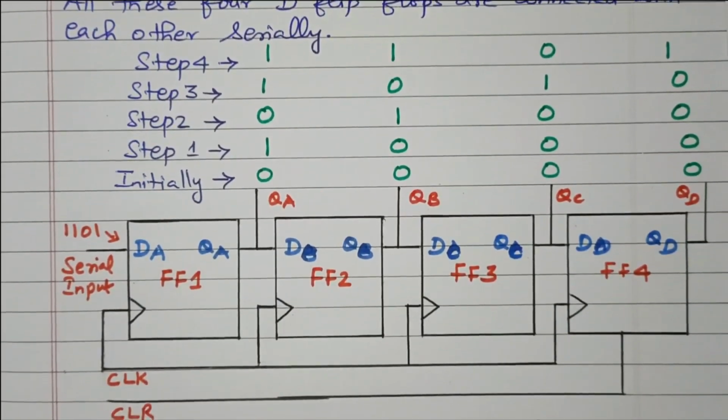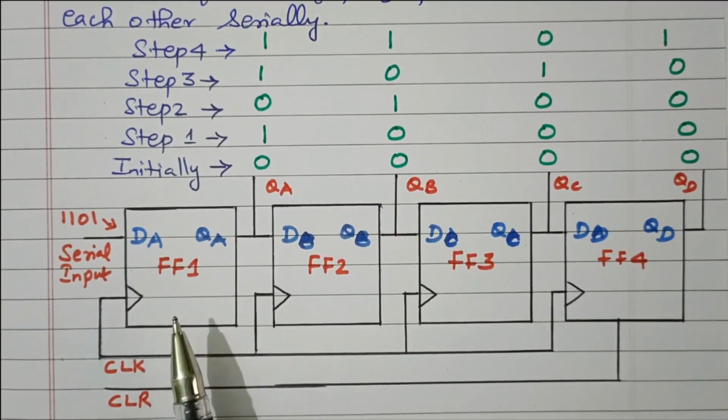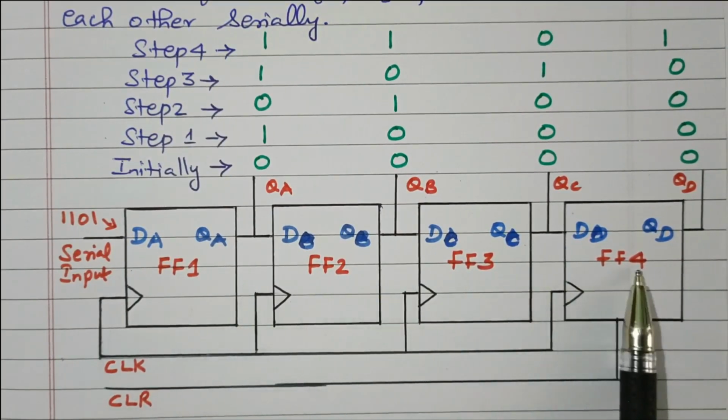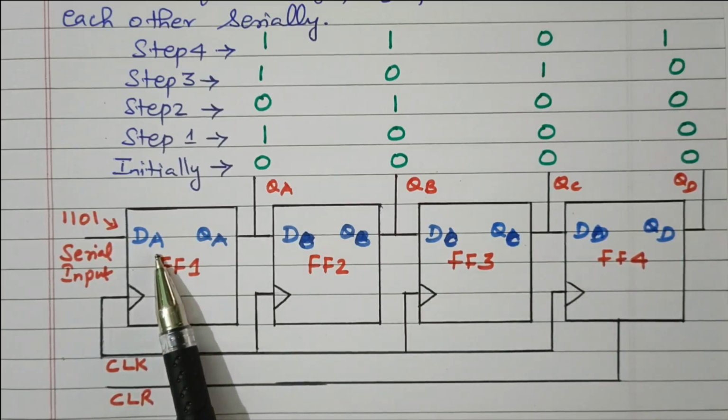So this is the block diagram of the serial in parallel out flip-flop register. There are 4 flip-flops available, so we can store 4 bits of data. We are using the D flip-flop. What is the nature of the D flip-flop?